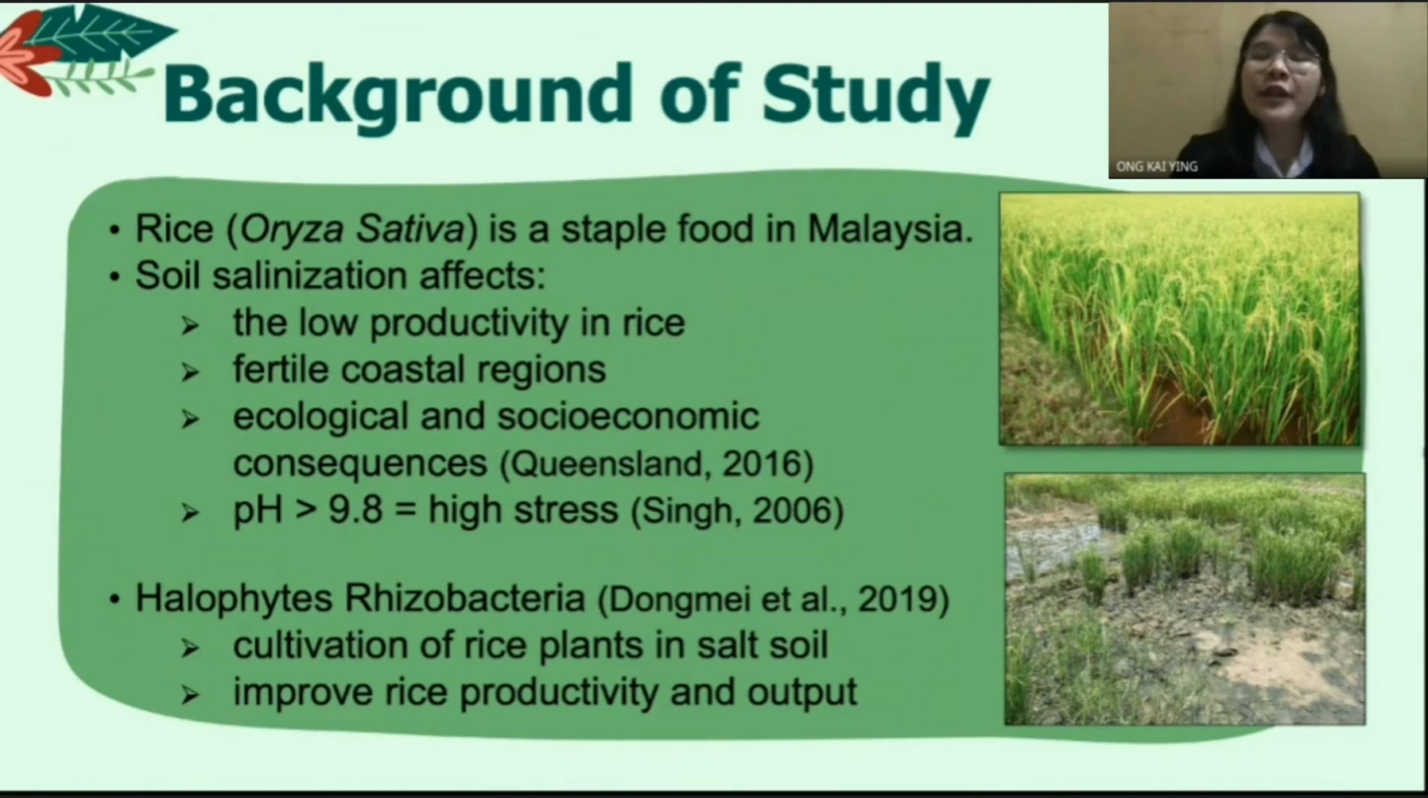Soil salinization affects the productivity of rice. It causes soil degradation in fertile coastal regions, as well as ecological and socio-economic consequences. Soil salinity with a pH greater than 9.8 is considered high stress. Therefore, in this study, we emphasize the prospect of Halophytes Rhizobacteria to improve rice productivity.